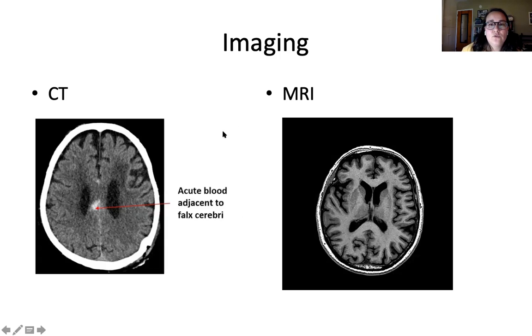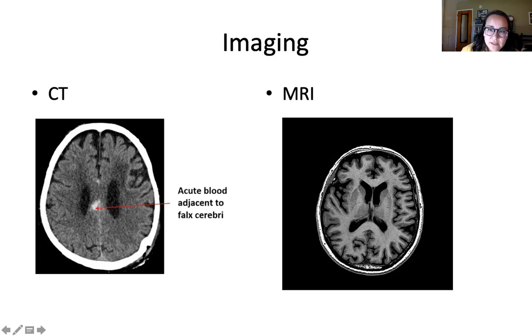Another source of imaging is MRI, or magnetic resonance imaging. Instead of using X-rays, MRI uses magnetic and radio waves to generate images of the body. MRIs are considered to be better than CT scans because they provide higher resolution, more detail, and they're particularly helpful when you're looking at the nuances of the brain and the spinal cord. So I tried to get a similar slice of the brain in an MRI and a CT, just so you can see the difference in clarity.